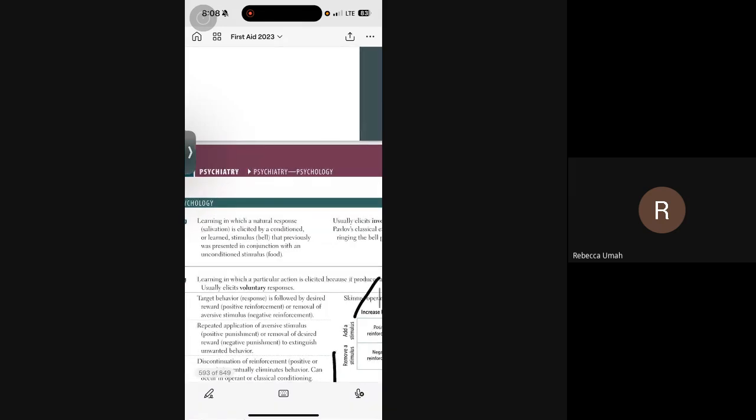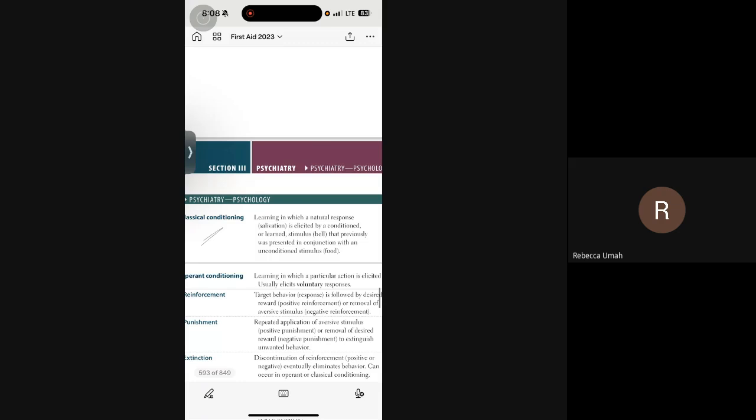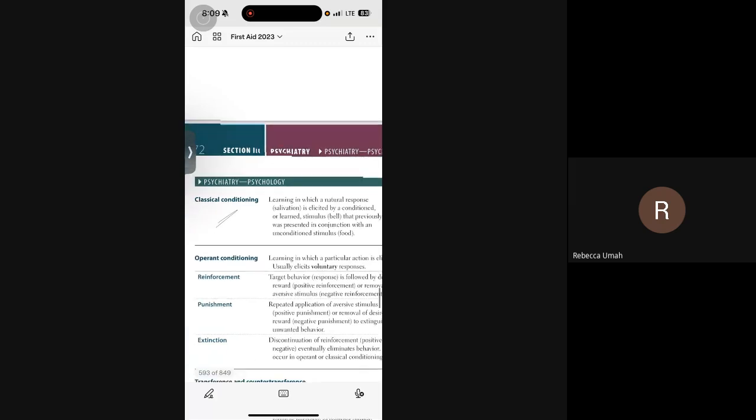After some time, like 3 or 4 months, he removed the food, and he just rang the bell, and the dogs started salivating. So this is a very important scenario. And why is this important? Because classical conditioning plays a very important role in different psychological diseases.